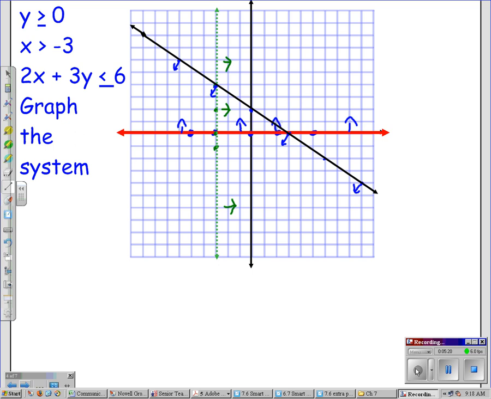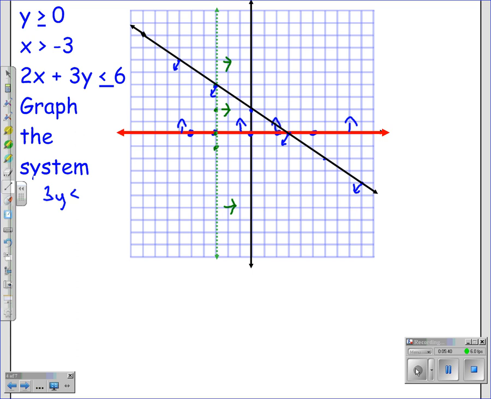Austin, how did you determine that the arrows are down on this one? What did you do to your equation? Thank you, Spencer. Did you graph x-y intercepts, or did you graph slope intercept? Slope intercept. So when you rewrote this, you've got 3y less than or equal to 6 minus 2x, and y is less than or equal to 2 minus 2/3 x, right? So then we can easily see that it's a less than or equal to.